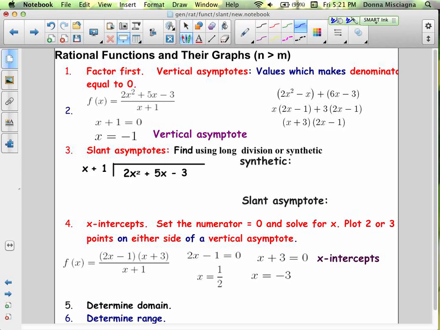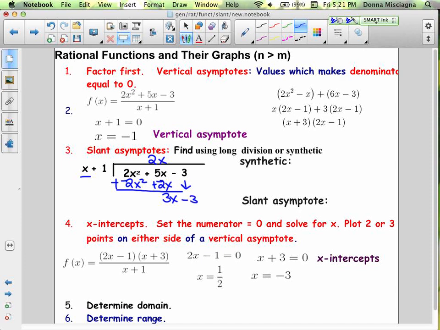I ask myself, what do I have to multiply x by, that first term, to get 2x squared? Well, I'd have to multiply it by 2x, right? So x goes into 2x squared 2x times. 2x times x gives us 2x squared. And then 2x times 1 is 2x. And we subtract, which means we have to add the opposite. So 2x squared minus 2x squared is 0. 5x minus 2x is 3x. And we bring down the next term.